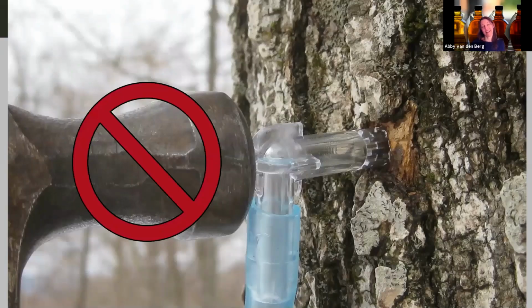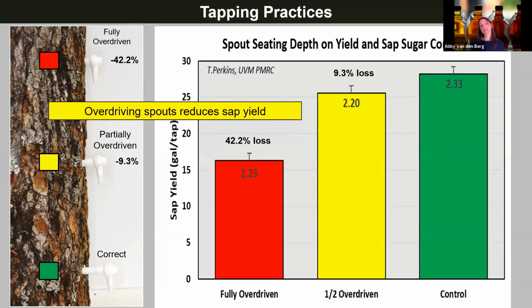So one thing that we've studied recently is overdriving of spouts. This is kind of a simple tip, but if you're out there with a framing hammer tapping in your spouts, that's probably not a great idea. This is based on some research started by Mike Reckling, who I know is here. Hi, Mike. We did some research following up on what Mike did that showed how big and significant the yield loss is from overdriving spouts into tapholes.